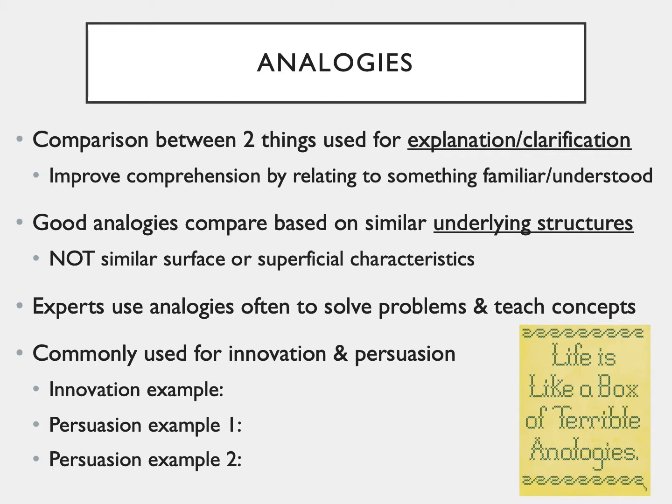Good analogies compare two things based on their underlying structures, not similar surface or superficial characteristics. So a poor analogy would be, her eyes were like two brown circles with big black dots in the center. That's comparing surface characteristics. A good analogy would be, an atom is like a miniature solar system, or the circulatory system is like a railway. Can you see how by comparing an atom to a miniature solar system, you immediately know something about an atom that perhaps you didn't know before?